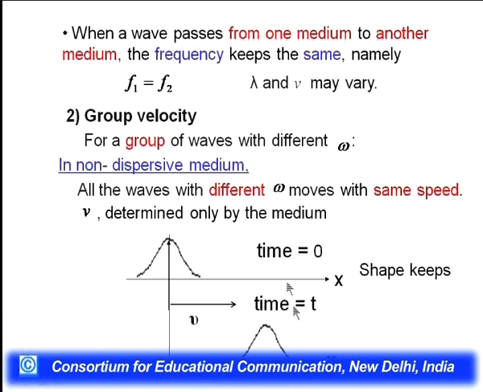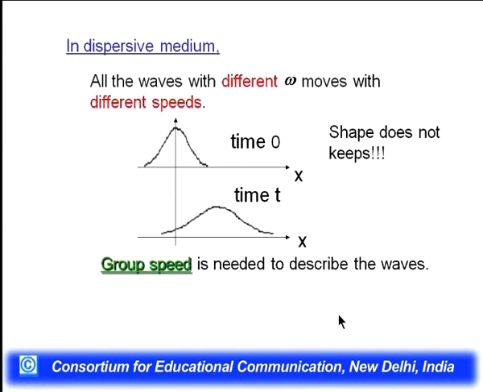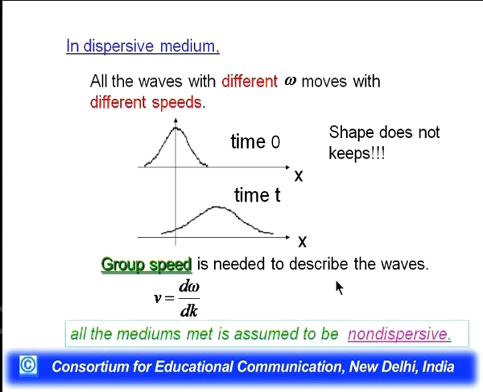Here we see in the example, at time t equal to 0 and at time t, moving with the velocity v, this shape is the same after the time interval t. But for the dispersive medium, all the waves have different frequencies and different speeds, so the shape is changing at time t. The group speed is needed to describe the wave, which is defined by v equal to d omega by dk. Omega is the angular frequency, and k is the propagation constant. The group velocity is defined as v equal to d omega by dk.